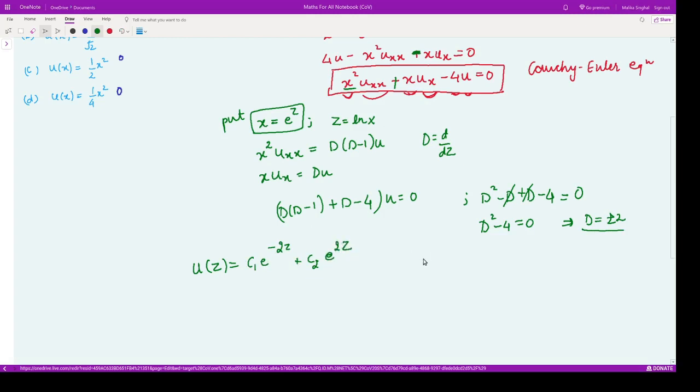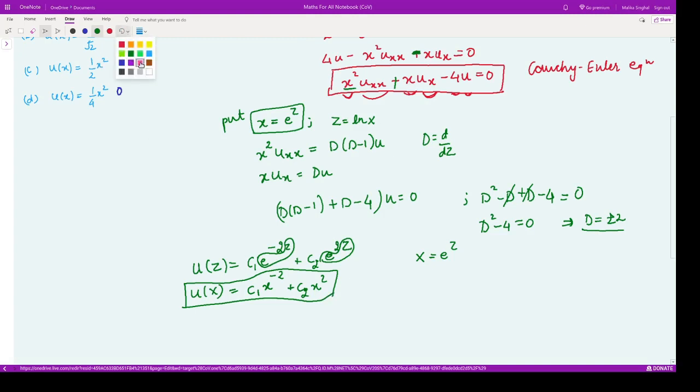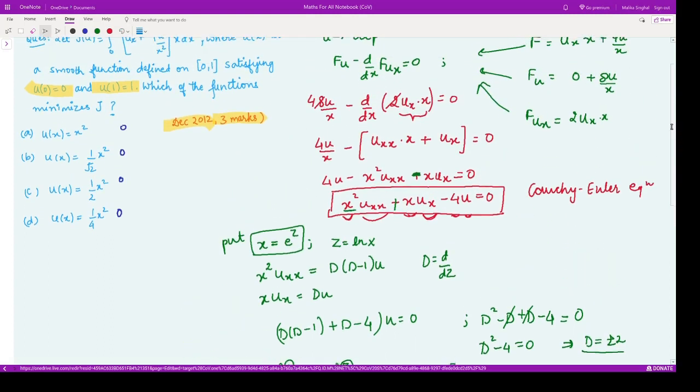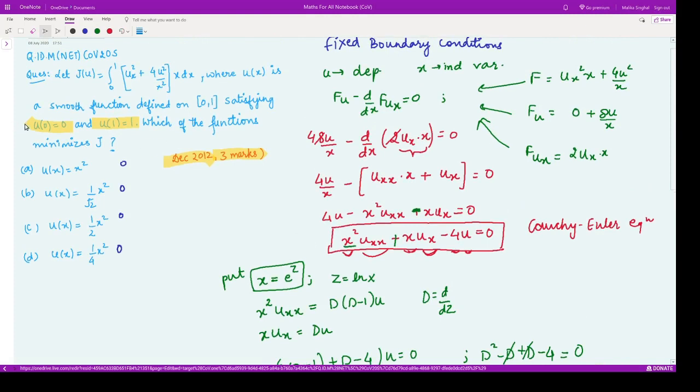And let me substitute back the value of x. We have substituted x is equal to e to the power z, so let me substitute it back. It will give me c1 x raised to the power minus 2 plus c2 x raised to the power 2. So this is u of x, right? This is the function that we required, but now we have to calculate these constants, c1 and c2, right? So let us use the given fixed boundary conditions. We are given boundary conditions at the end points 0 and 1, which are u(0) is 0 and u(1) is 1.